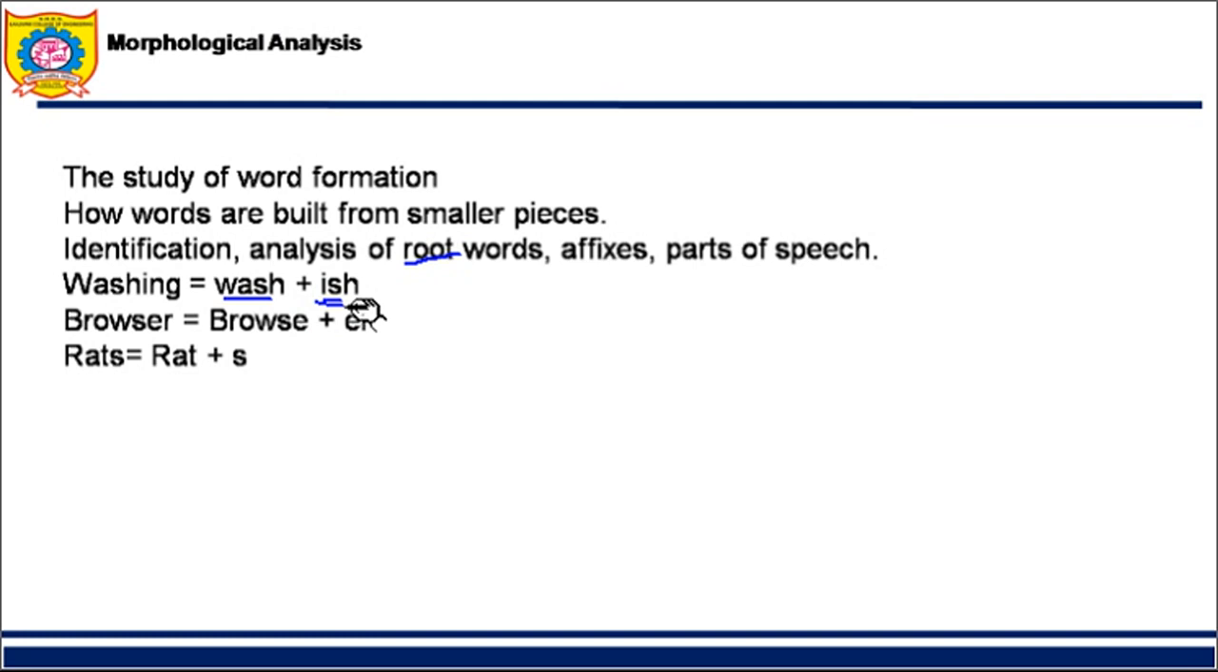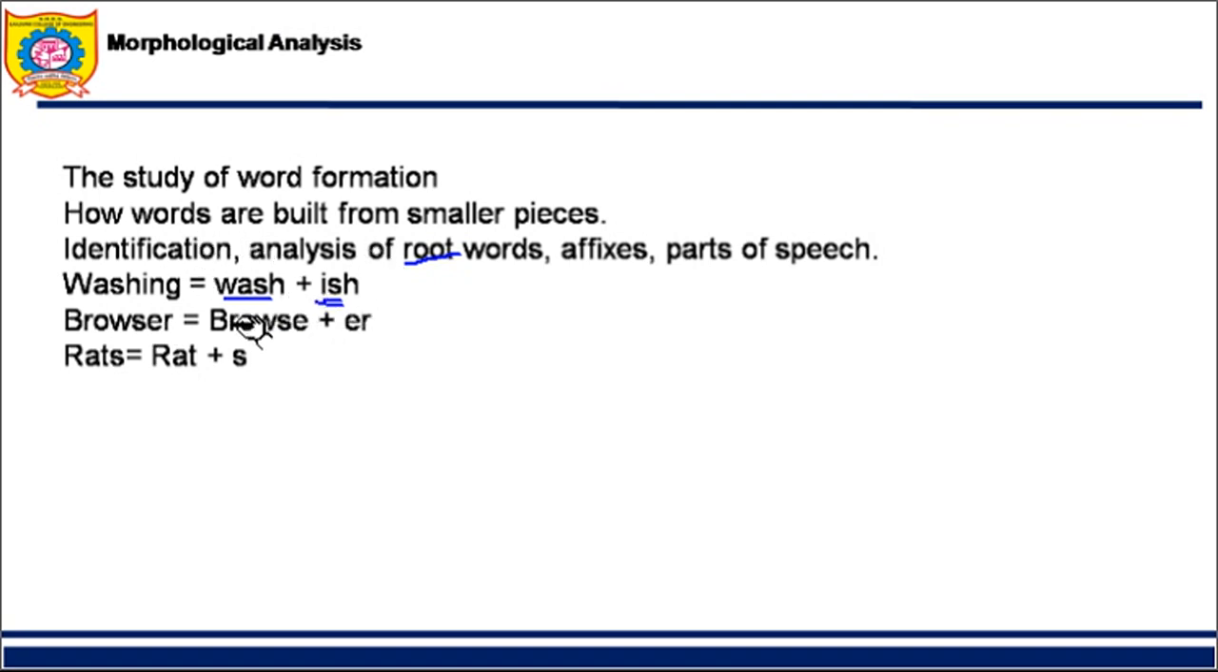For example, complete is the word, and in is the prefix: incomplete. So in stands for prefix. Washing, the spelling mistake on the slide is there, it should be ing. So you note it. Next is browser equal to browse plus er. Rats is equal to rat plus s. So what is done over here? How the word washing is formed, how the word browser is formed using these small pieces.